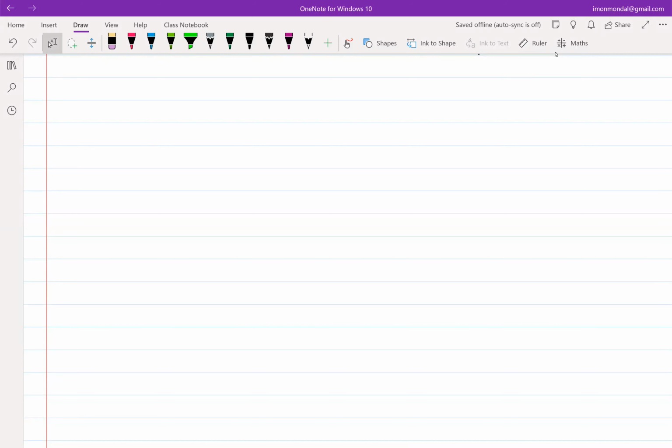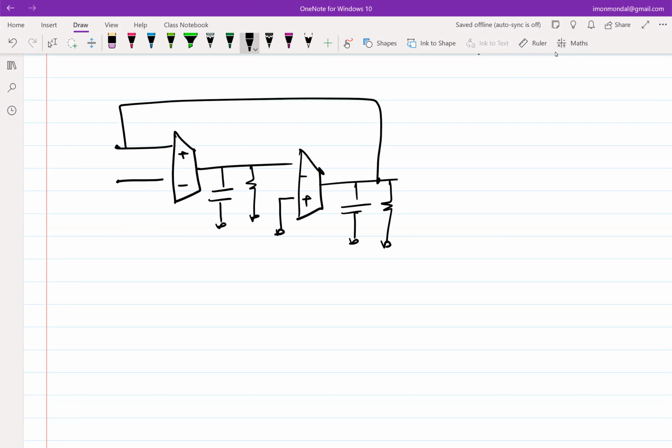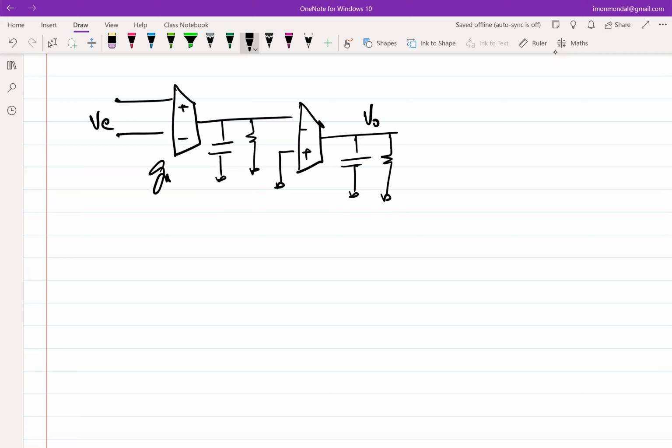Okay, so where we ended the previous lecture was here. We were doing loop gain analysis. For loop gain, you need not close the loop, you can open the loop. So this is VE, this is V naught, GM1, GM2.